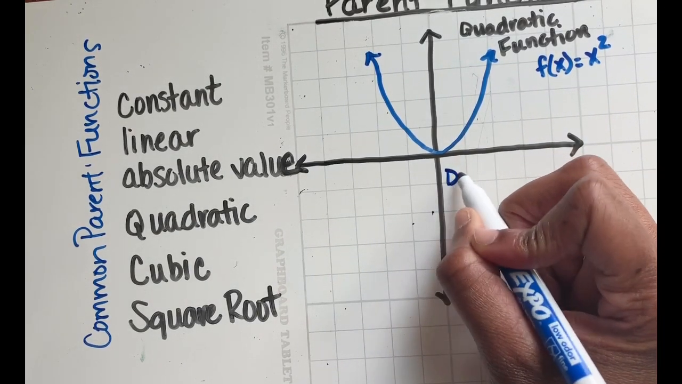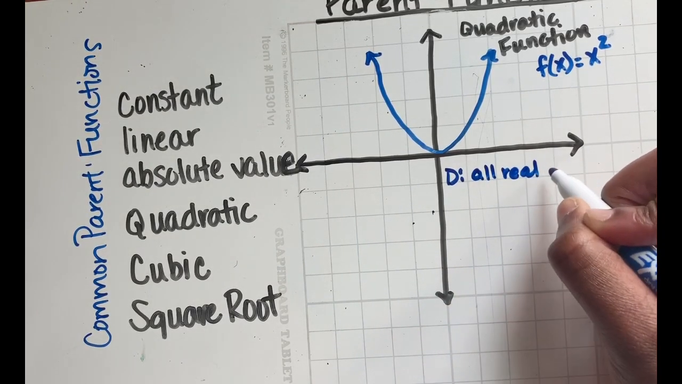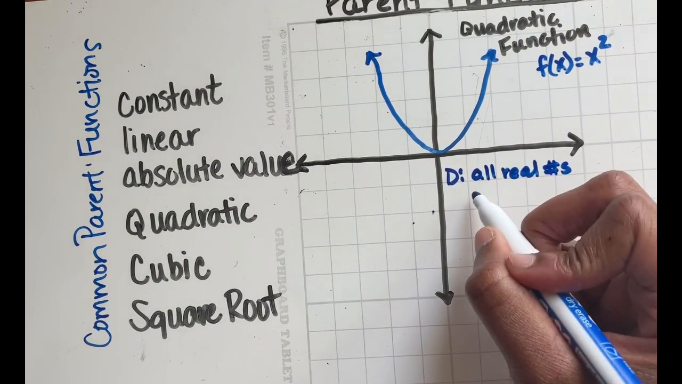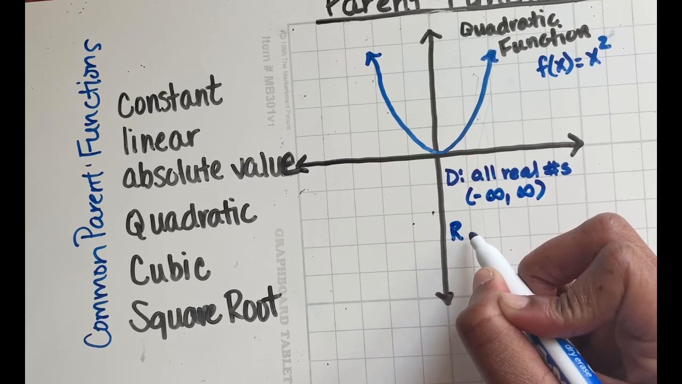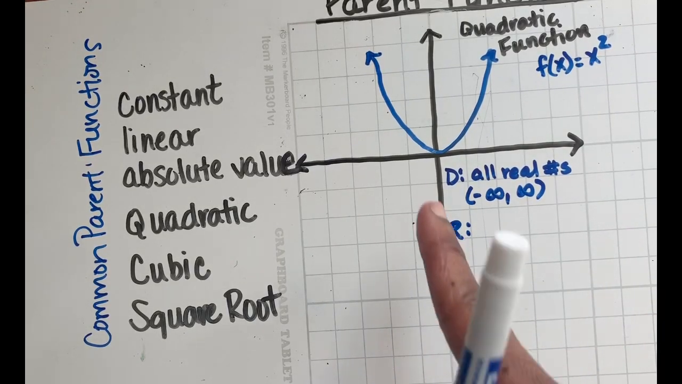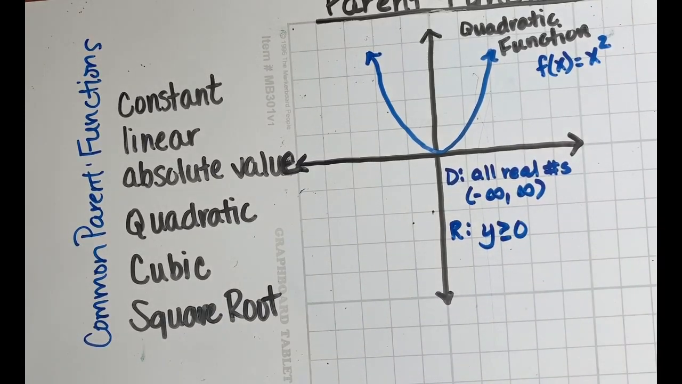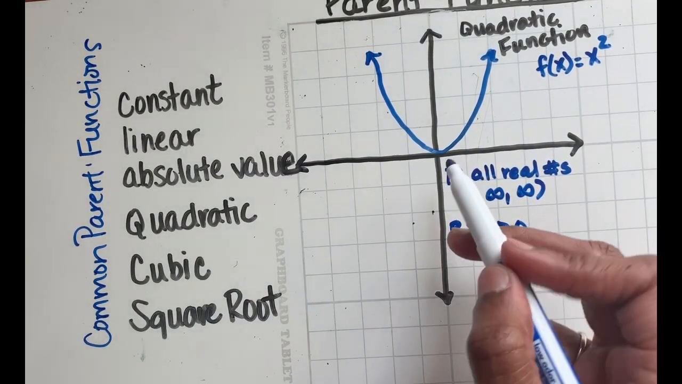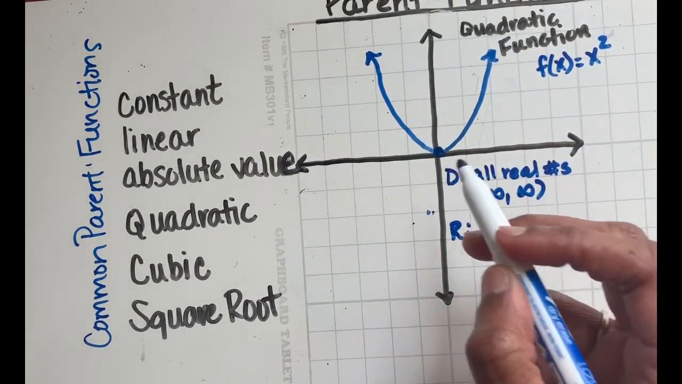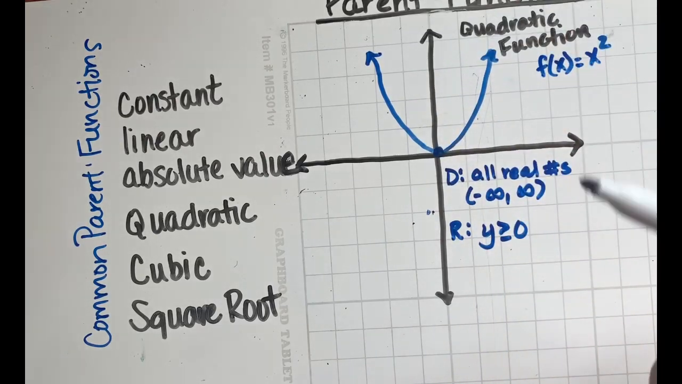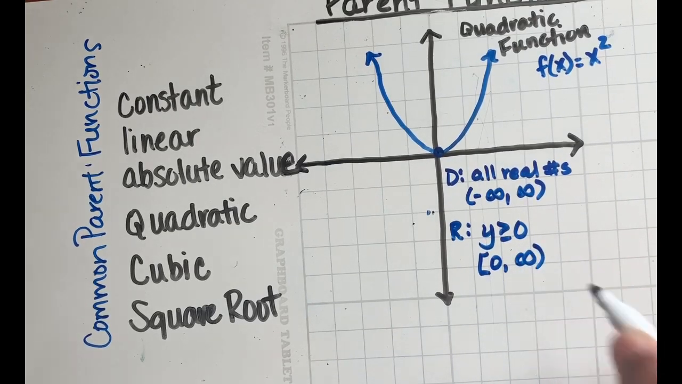Our domain is going to be all real numbers. Of course, we're thinking about from left to right, which is negative infinity to positive infinity. Our range is going to be y is greater than or equal to 0. So just like that absolute value, this one, the lowest point is right here. And so our range is this number and anything bigger. So the way we write an interval notation, write the 0 and our infinity.